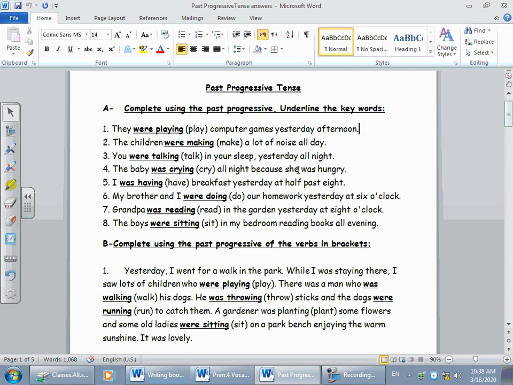Here, guys, as we noticed, we have in all the sentences a specific time in the past mentioned. That's why we put the verb in the past progressive. Number 7, Grandpa read in the garden yesterday at 8 o'clock. Grandpa was reading in the garden yesterday at 8 o'clock. The boys sit in my bedroom reading books all evening. The boys were sitting in my bedroom reading books all evening.